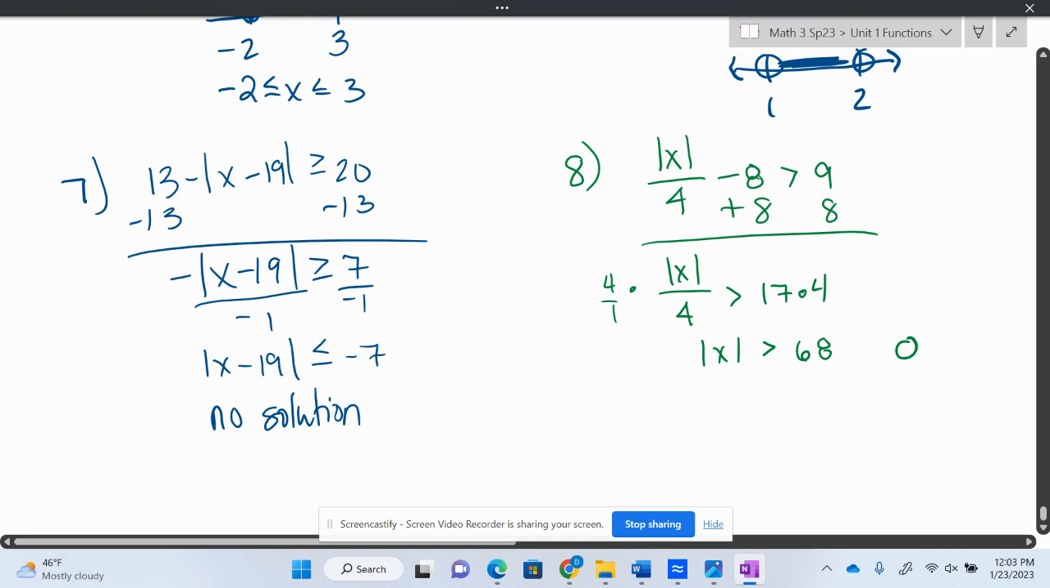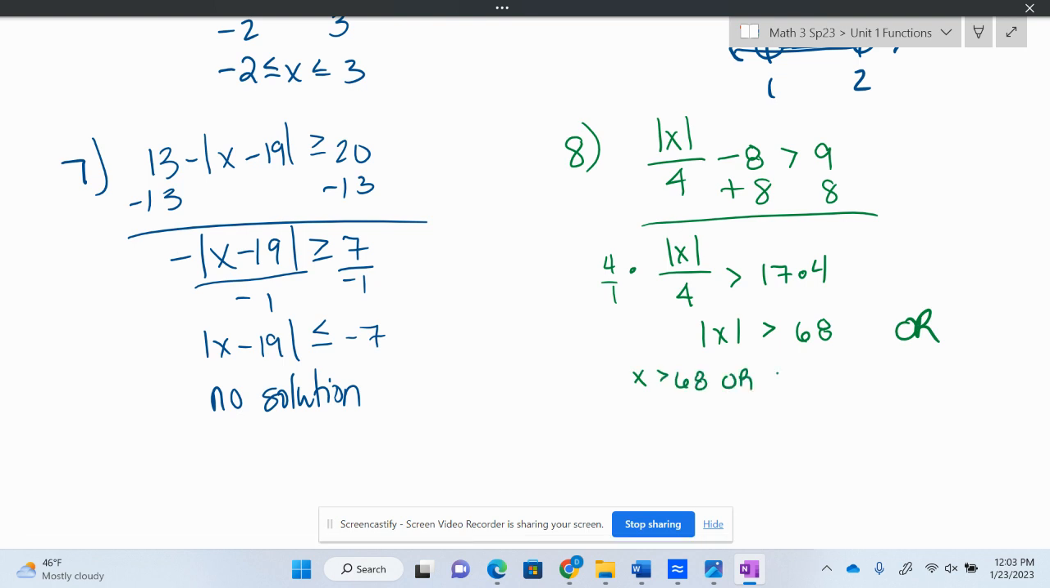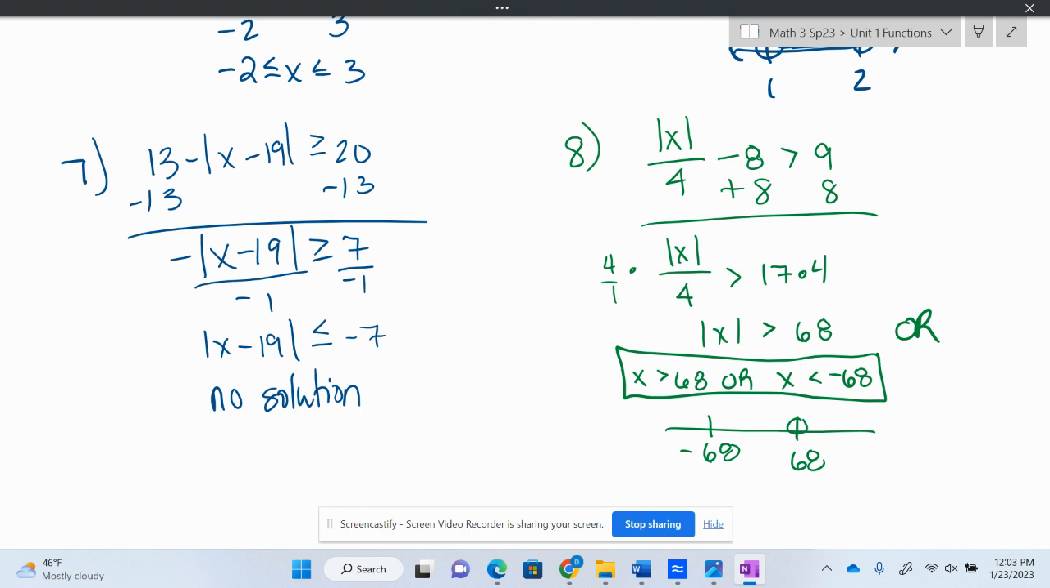This is a greater-or. That means that x is greater than 68 or x is less than -68. You can't smash ors together. They go in opposite directions. So you leave it written in this form, and your graph is at -68 and +68, open circles on both, and you shade in opposite directions because it's an or. So ors go opposite, ands go together.